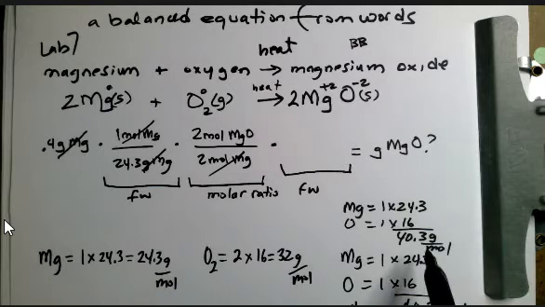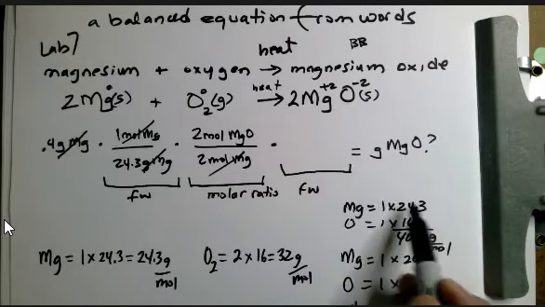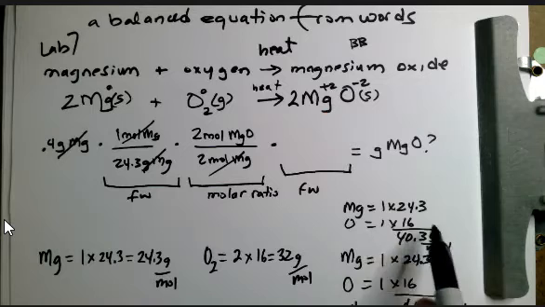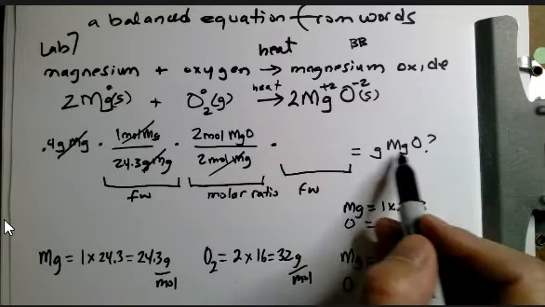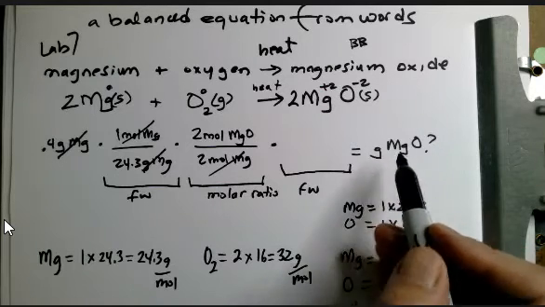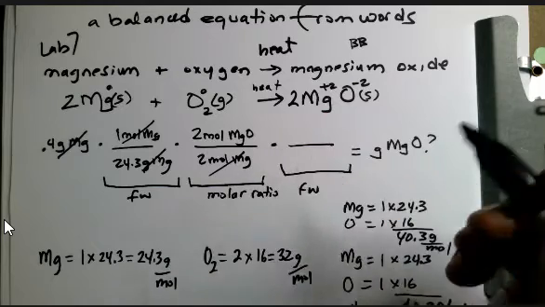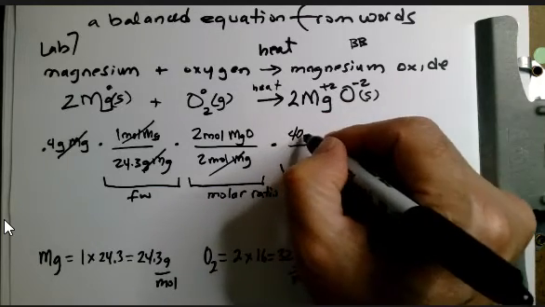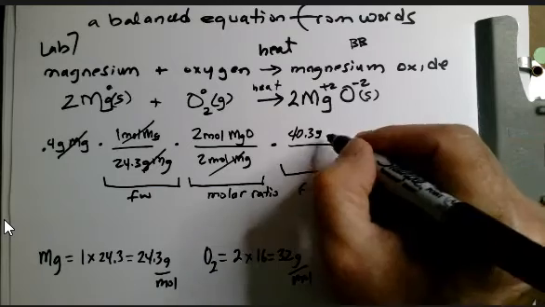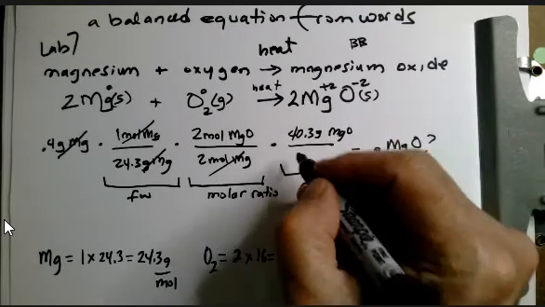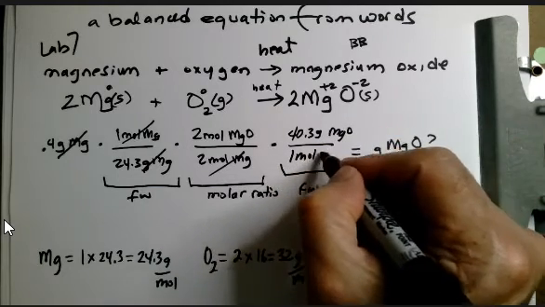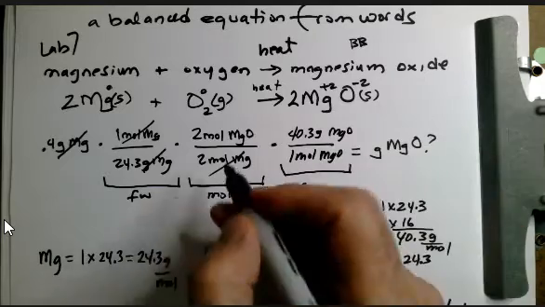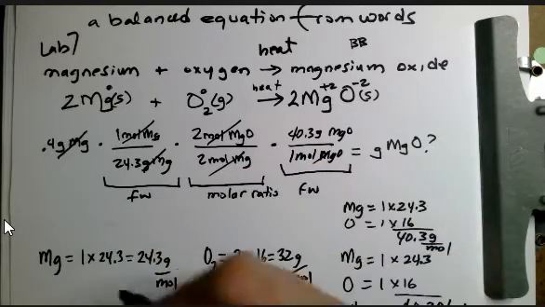And then the last thing we need to do is tell how many grams are in 1 mole of magnesium oxide. Remember that we're trying to go for grams of magnesium oxide, so that goes on the top. So we say 40.3 grams of magnesium oxide is the same thing as 1 mole of magnesium oxide. That allows us to cancel that.